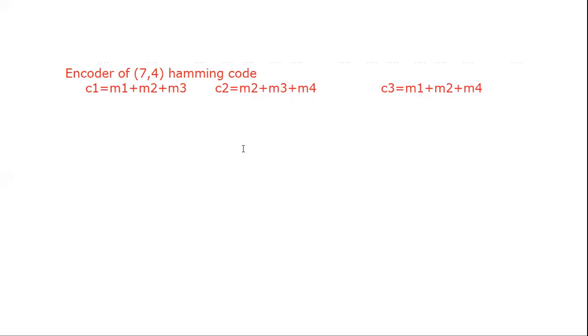In order to design the encoder, first you have to take one register for message bits and another register for check bits. The register which contains the message bits is known as the message bit register. The register which contains the check bits is known as the check bit register. How many number of message bits? 4 message bits and 3 check bits. So the message register should contain 4 bits and the check bit register should contain 3 bits.